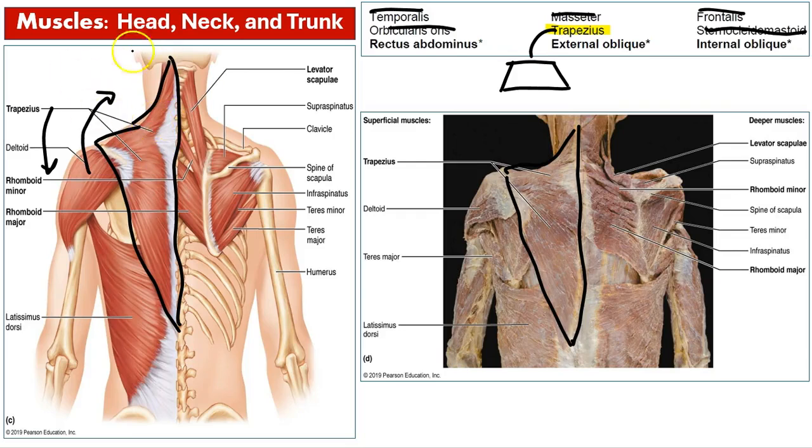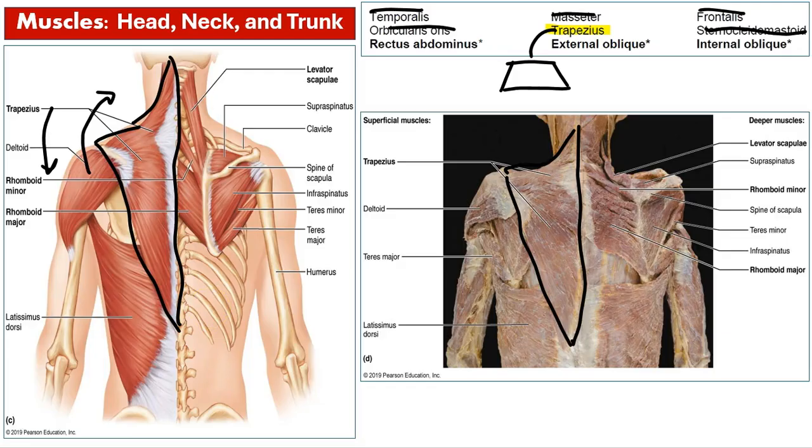So the upper is all about elevating, helping us elevate the scapula, for example, because we're moving the scapula. The lower part is going to be helping depress the scapula, and then the middle part is going to help with retraction. But again, if you're focused on location, which is going to be your job when you're studying this, and also for the lab practicums, you want to make sure you can think trapezius, huge muscle that's going to be on the back that has a trapezoid-like shape, okay? Then you'll be able to get your trapezius muscle.